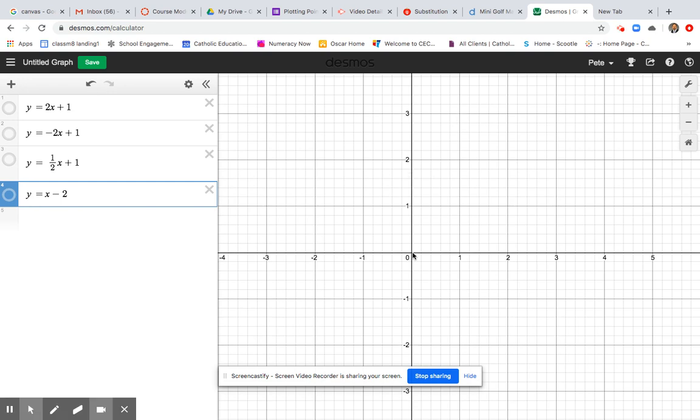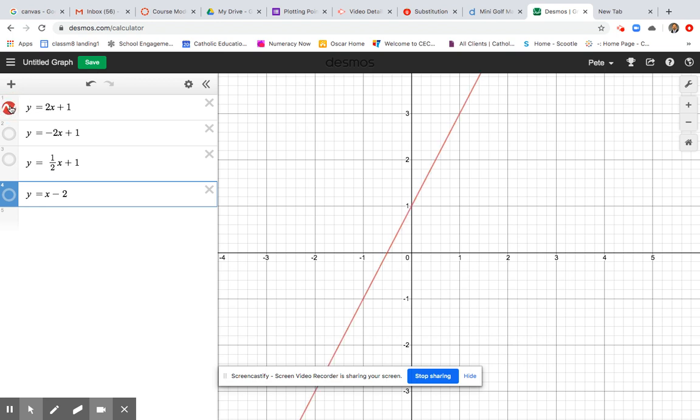Okay, let's have a look at a few more graphs, and I've set them up over here already. Y equals 2x plus 1, y equals minus 2x plus 1, y equals a half x plus 1, and y equals x minus 2. So again, we're focusing on this y equals mx plus c, and hopefully you can understand that all of these are going to have something in common, this plus 1, plus 1, plus 1. So I wonder what that makes the graph look like.